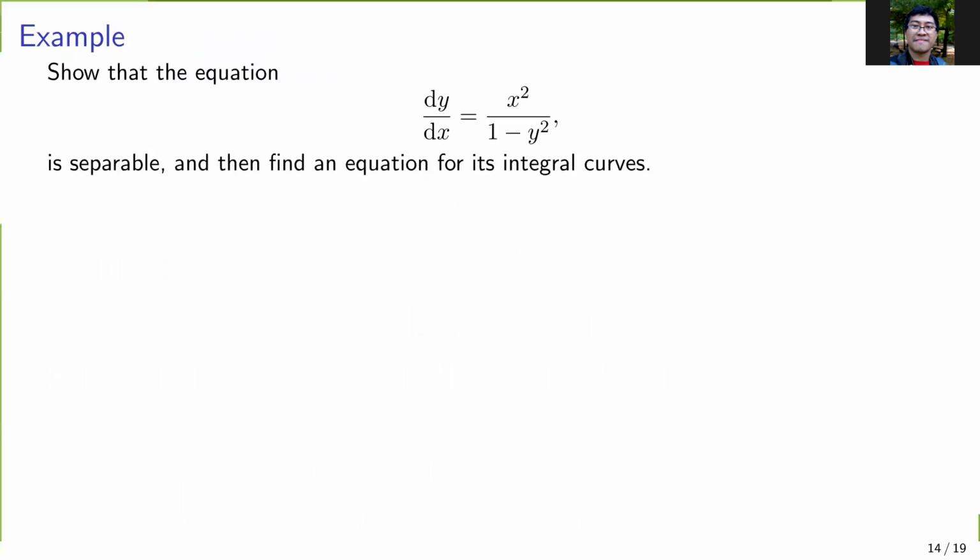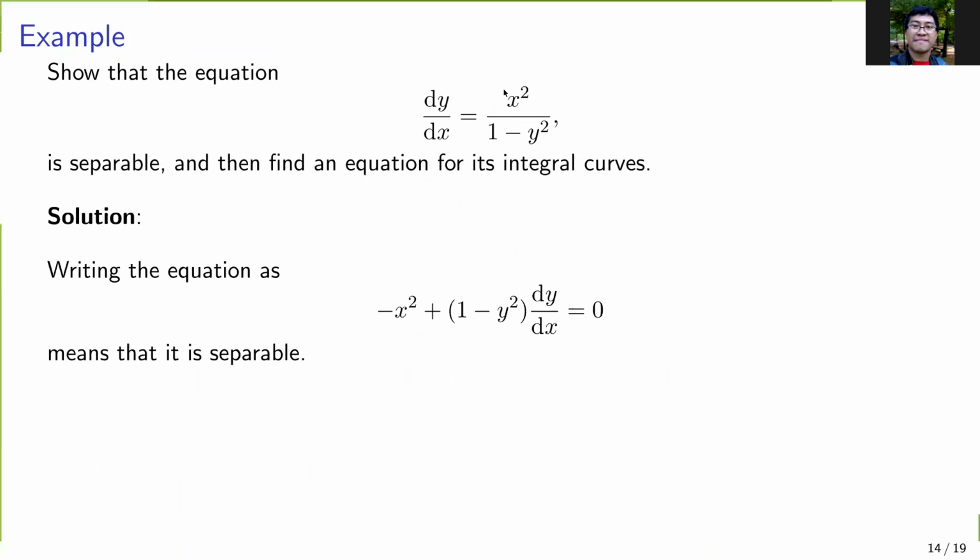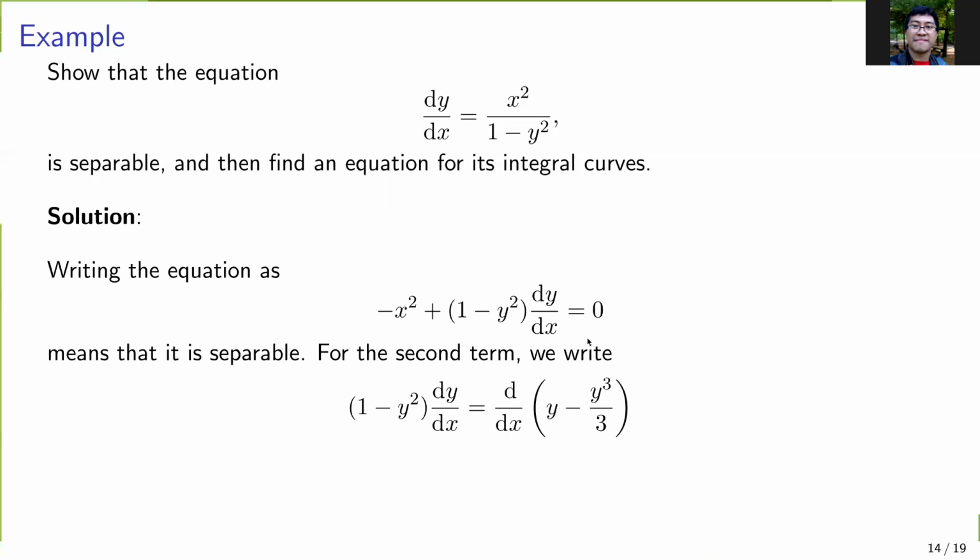For example, show that this equation is separable and then find an equation for its integral curves. Since we can write it in this form, it means that it is separable. This is a function of x only. This term here is a function of y only. The second term here can be written as the derivative with respect to x of y minus y cubed over 3, considering that y is a function of x.